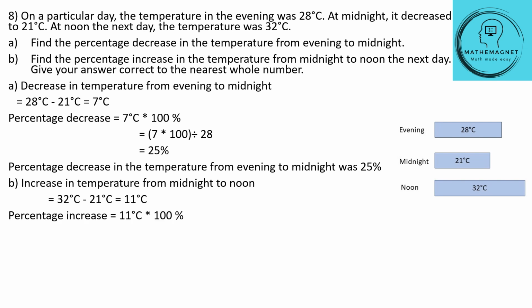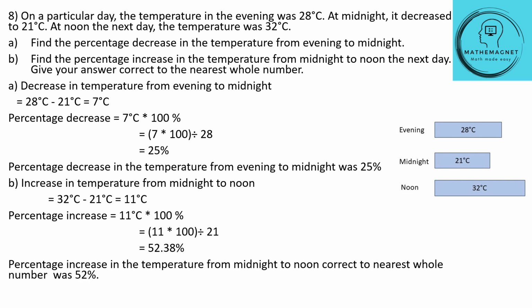Now percentage increase will be 11 degrees Celsius into 100%. We can also do it like 20, since we are comparing noon to midnight. Midnight will be your base value. So 21 degrees Celsius is 100%. 11 degrees Celsius is how much? So 11 into 100 divided by 21 will give you 52.38%. Now they want us to round it off to the nearest whole number, so it will remain 52%. So percentage increase in temperature from midnight to noon corrected to the nearest whole number will be 52%.